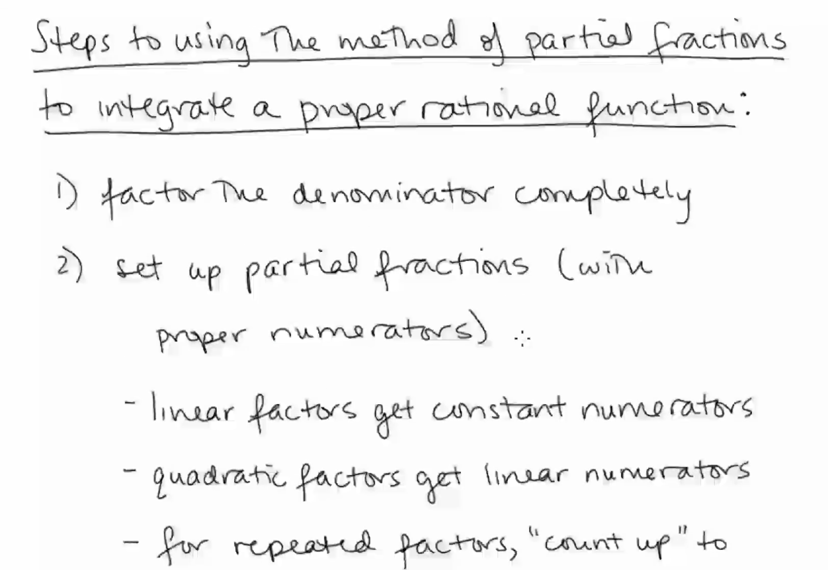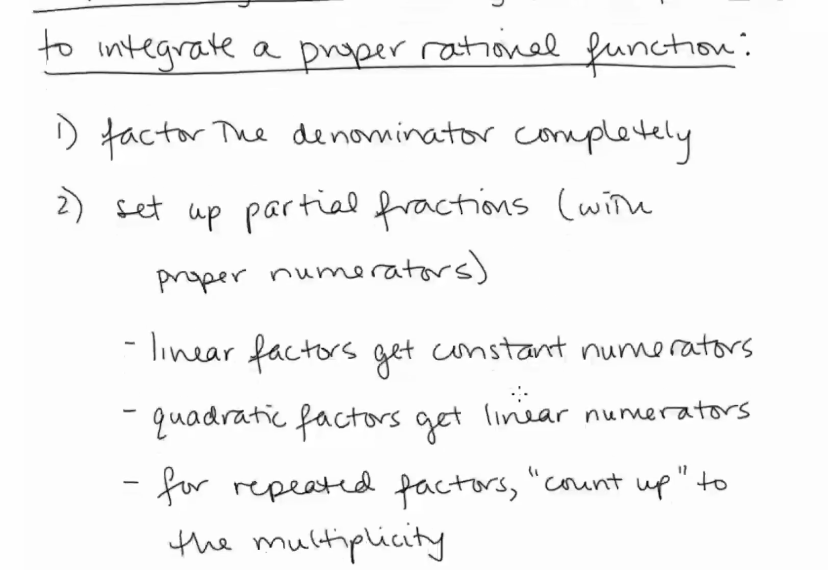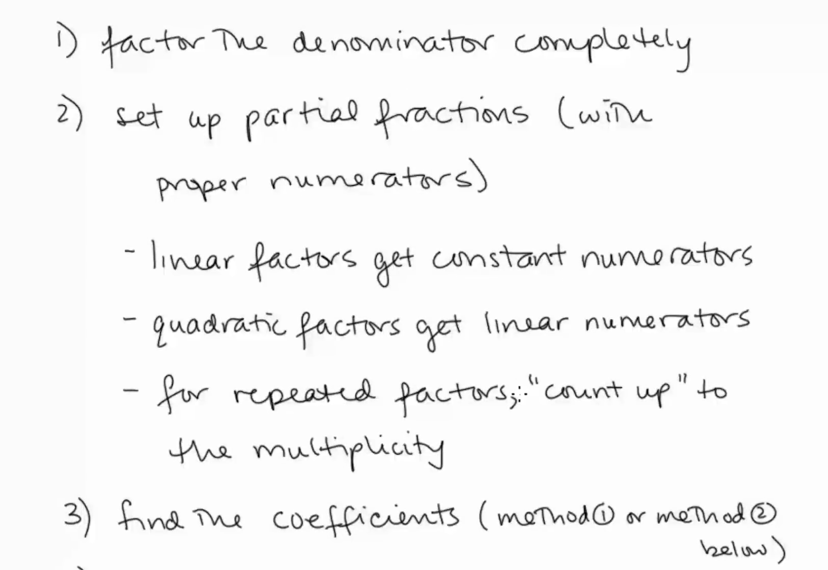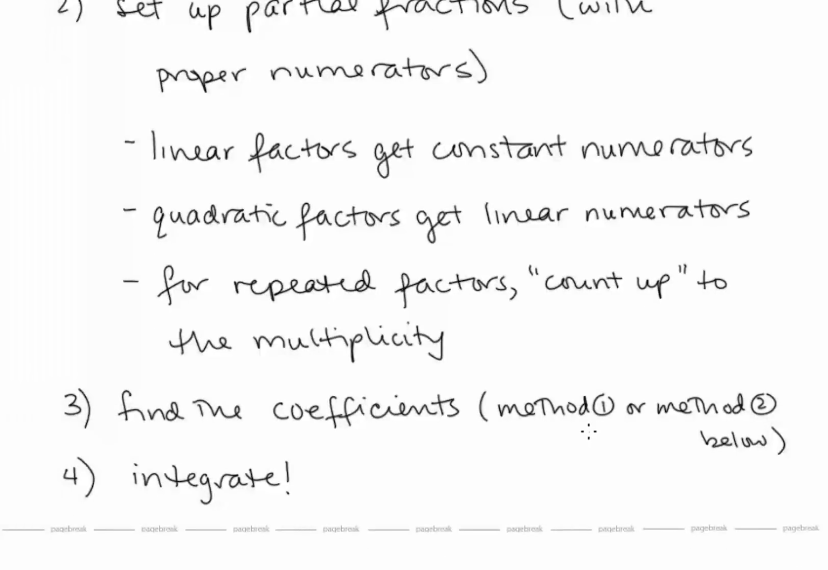So these are the steps for the method of partial fractions. The first thing we need to do is factor the denominator completely. Then we're going to set up our partial fractions with the proper numerators, and we'll see that linear factors get constant numerators, quadratic factors get linear numerators, and when we have repeated factors, we want to count up to the multiplicity. And this will all make sense in a couple minutes when we go through the next example. Then we want to find the coefficients, and we're going to have two methods by which you can do that, and then we want to integrate.